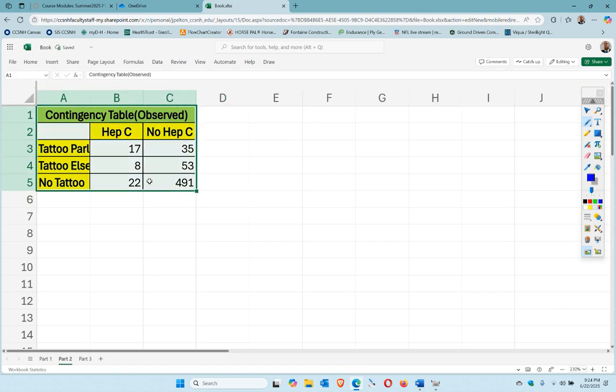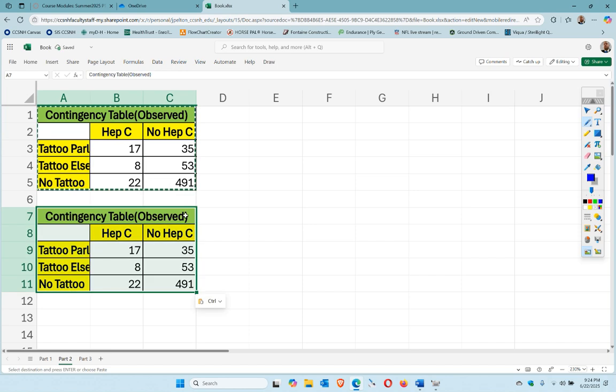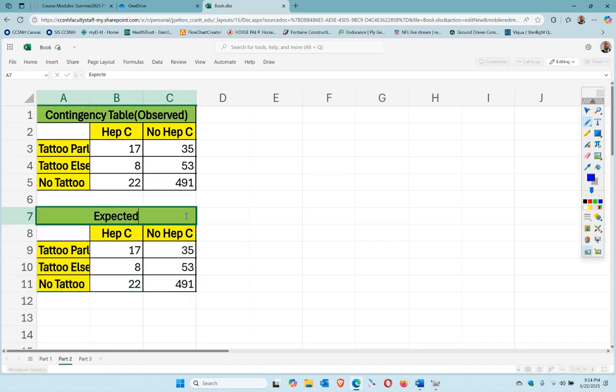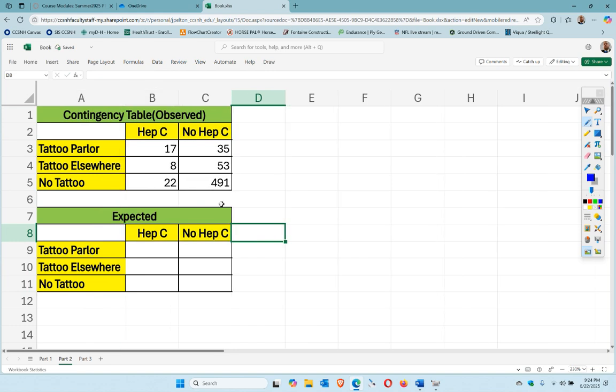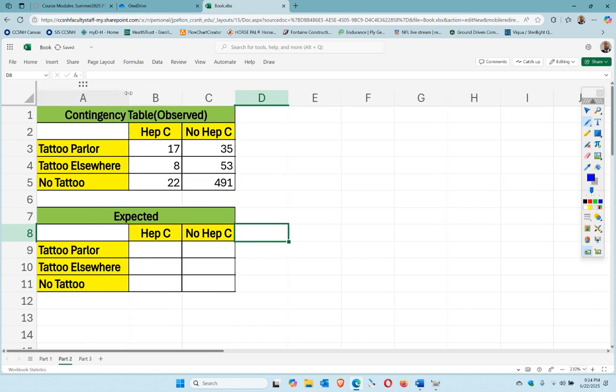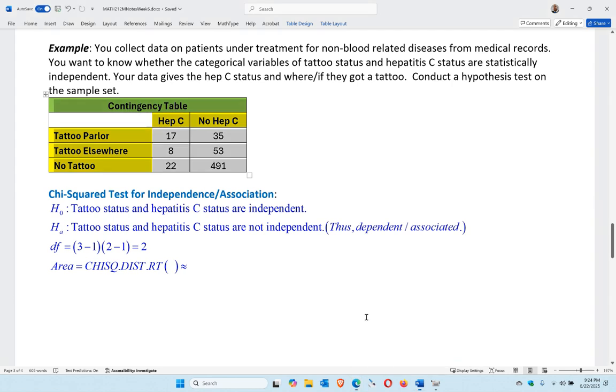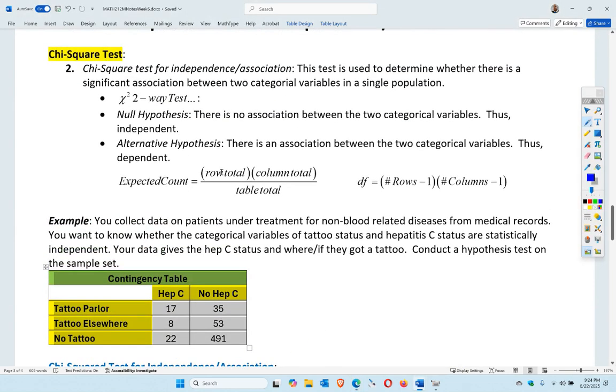Okay, so I'm going to copy it again, and we'll just call these our expected, and we'll delete these. I got to make that bigger for the words. There we go. Okay, so we look back at our notes here. Expected is the row total times the column total divided by the table total. Okay.